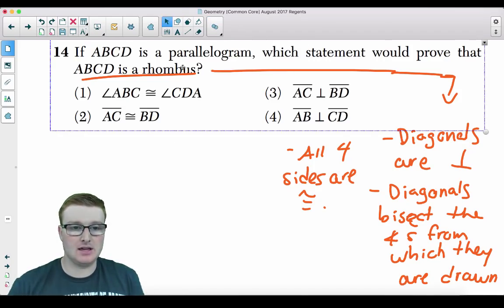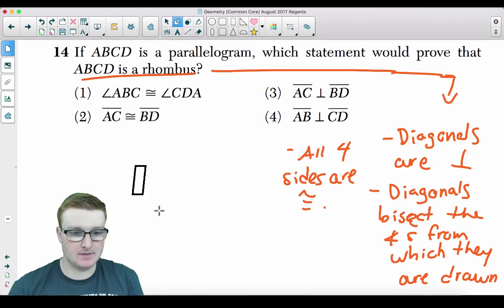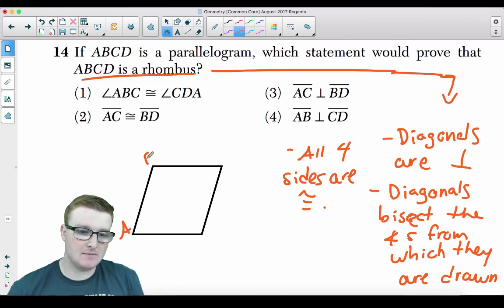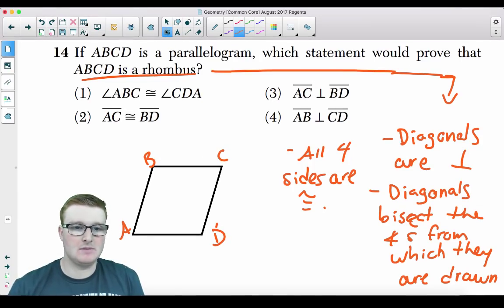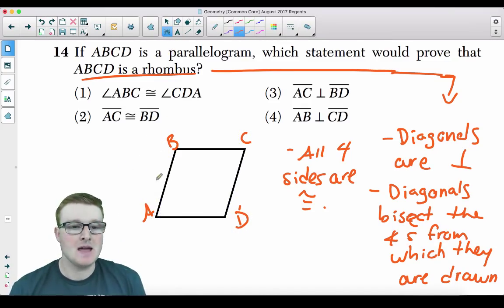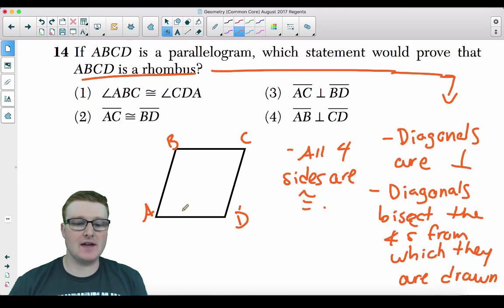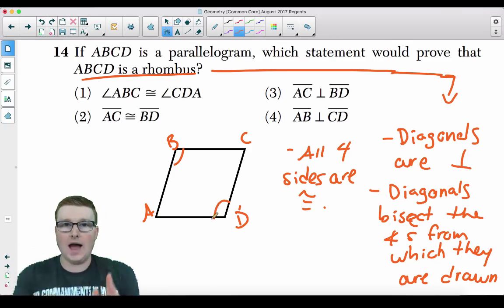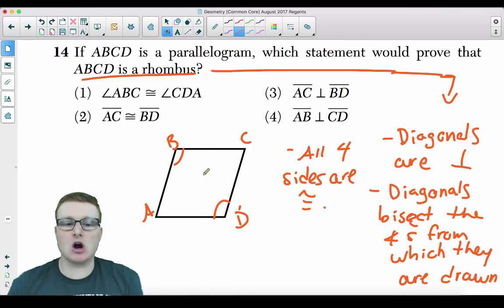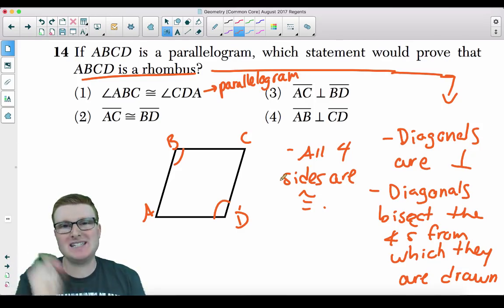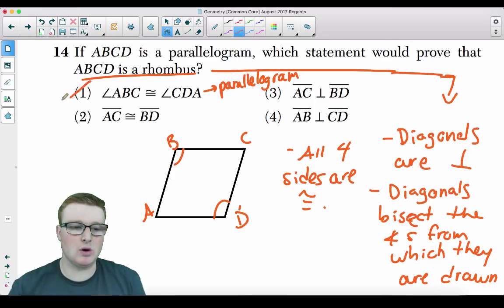Okay? Lucky me, I have the tools on my computer. Sweet. Rhombus. I'm going to label this as A, B, C, and D. Make sure it's in a clockwise or counterclockwise fashion. You can't be skipping vertices around. So it says here that the measure of angle ABC is congruent to the measure of angle CDA. While it is true in a rhombus that opposite angles are congruent, that is the property of a parallelogram, not the property of a rhombus. Even though the rhombus has that property, we're looking for the specific property that proves a rhombus. So choice 1 is out.